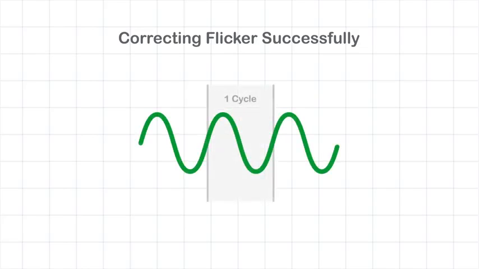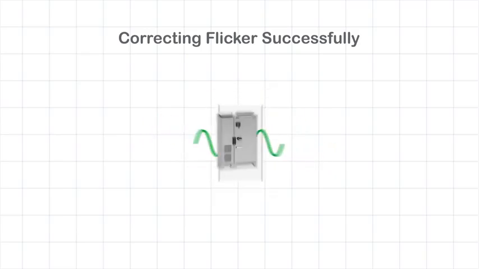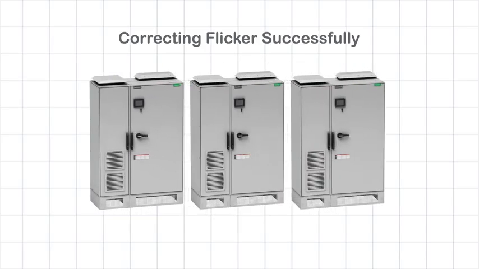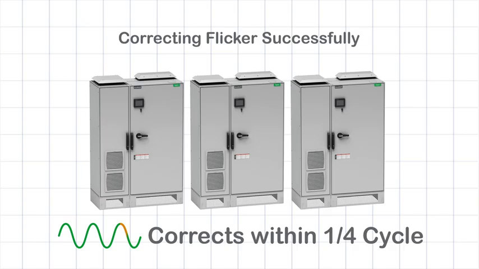To be successful at correcting flicker, you must inject the right amount of reactive power within one electrical cycle. This makes the AccuSign ideal for the job because it's scalable. You install the number of units you need in parallel, and it can inject kVAR within 1/4 of a cycle, 4 to 5 milliseconds.